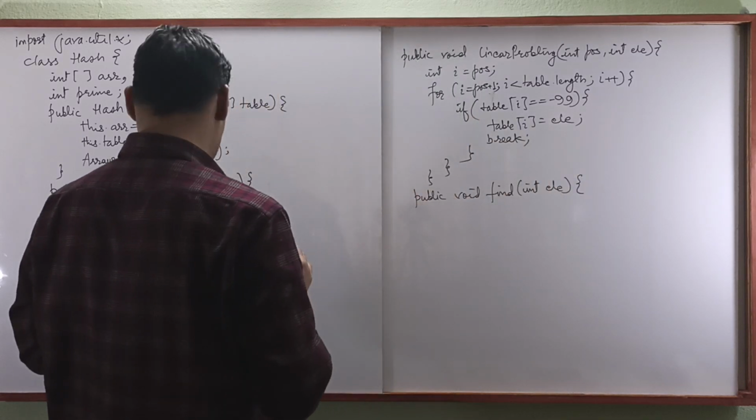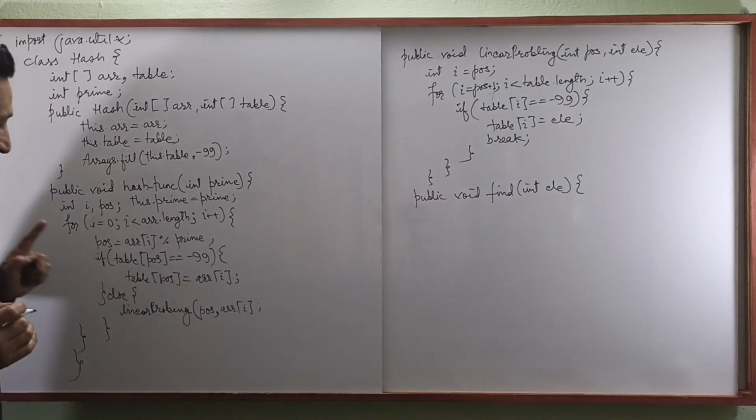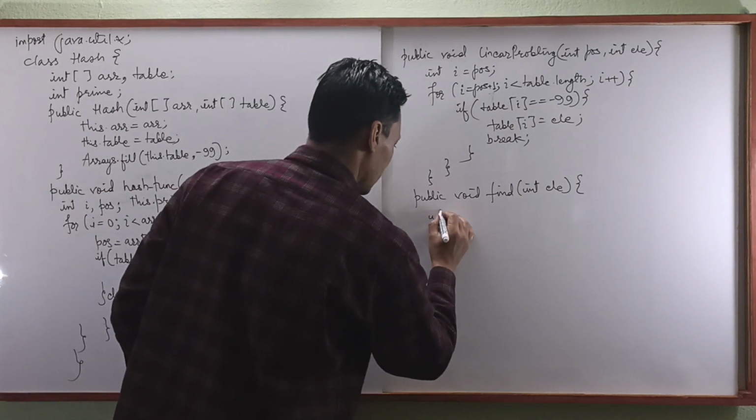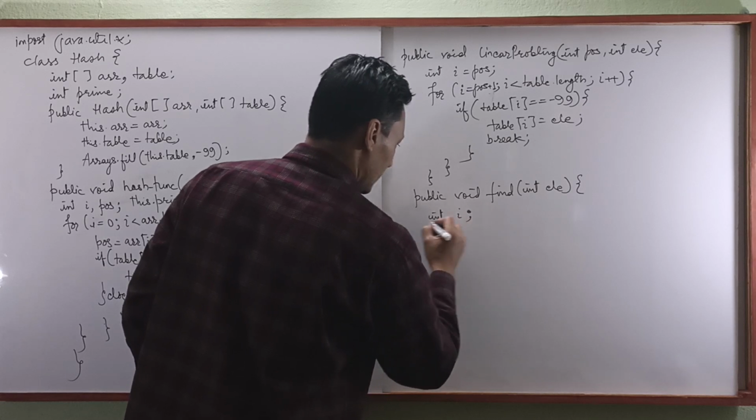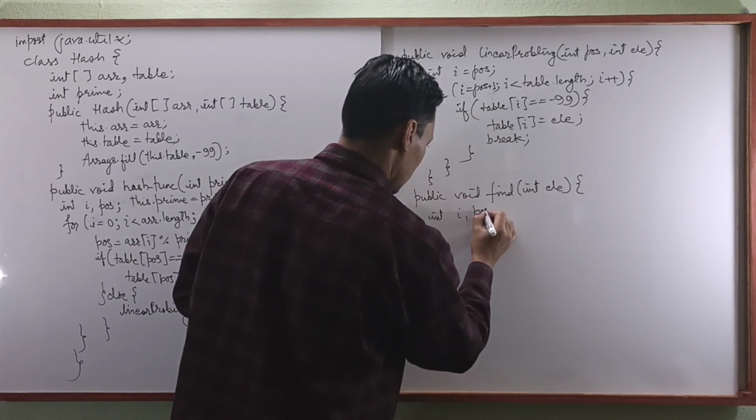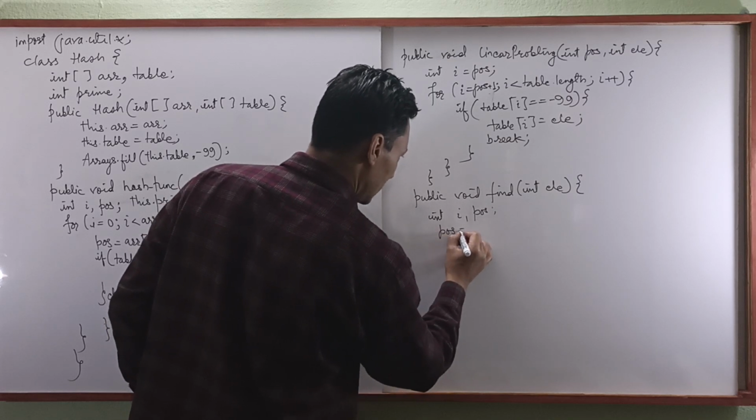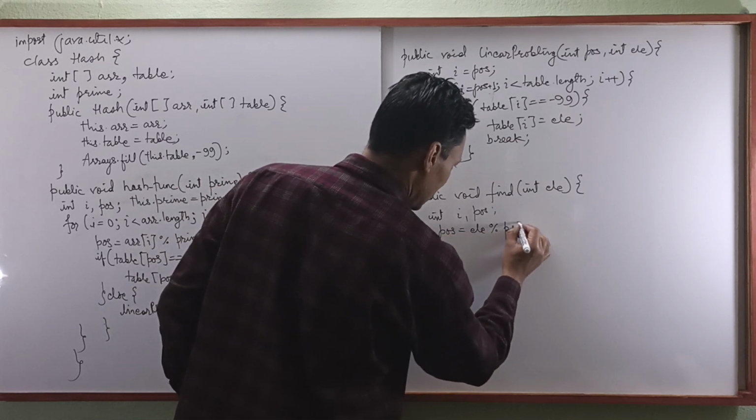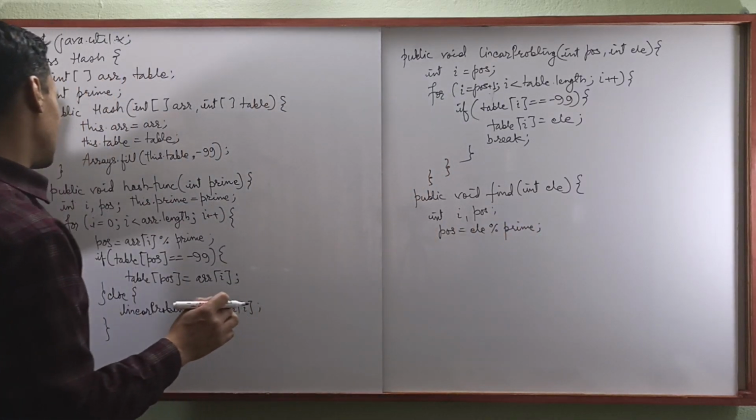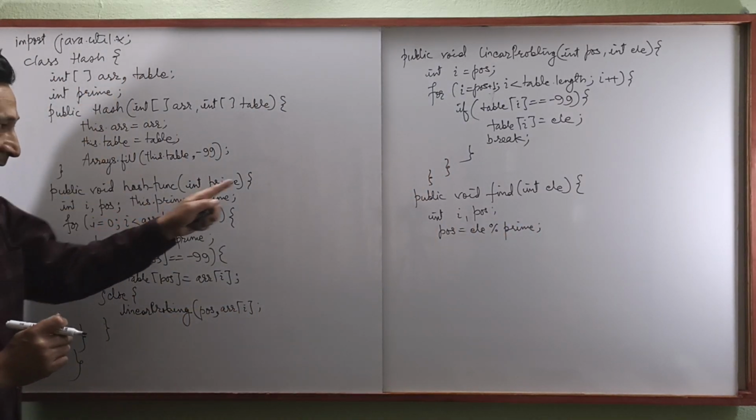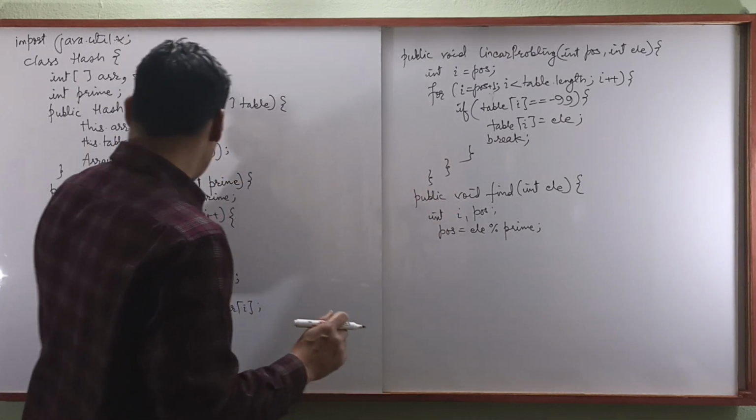Okay, now we have to find the position of the element within this table. So let's declare variable i. Then we need another position also. Now position is equal to ele divided by prime. Here this prime is a variable of the class, as we can see. This prime which I have assigned here is accessible to all the methods of this class hashing.